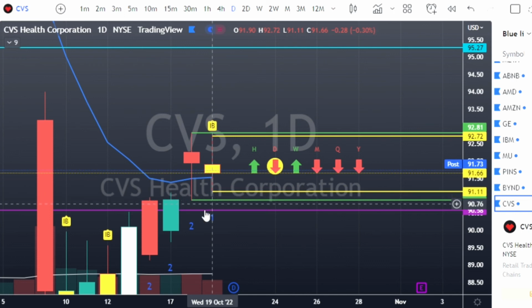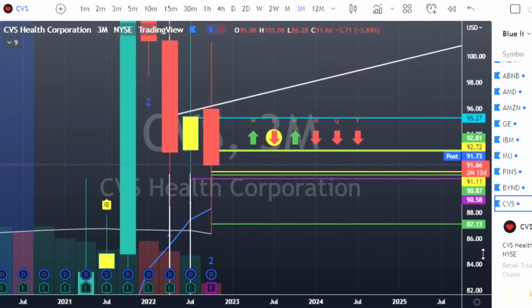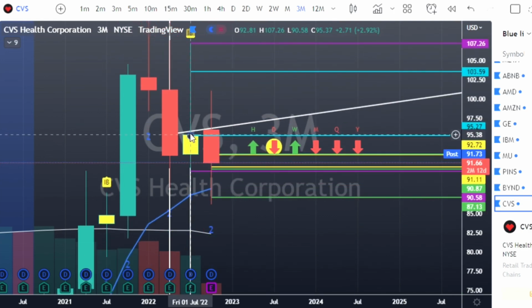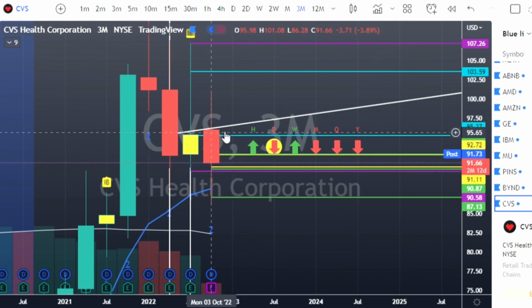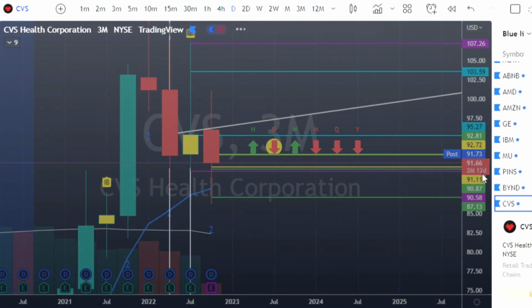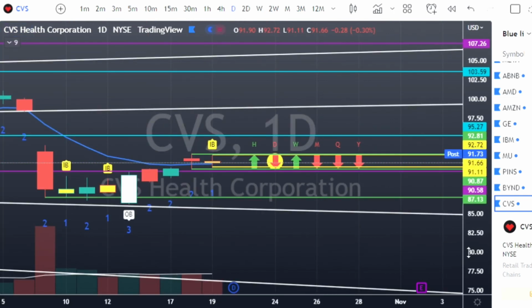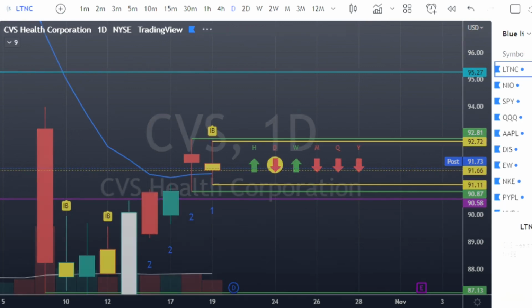We are 2 up on the 3-month chart. So if we go to the 3-month, we have gone, sorry, we are 2 down. My bad. 2 down on the quarterly. Okay, we're also 2 down on the month for CVS. We come back into CVS off of that inside bar. We'll see how it plays out.